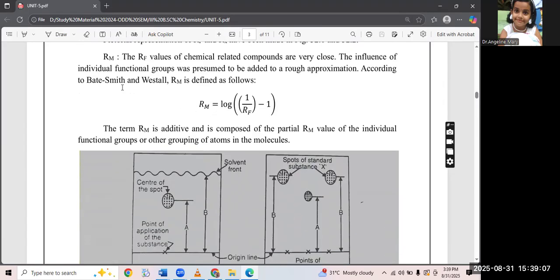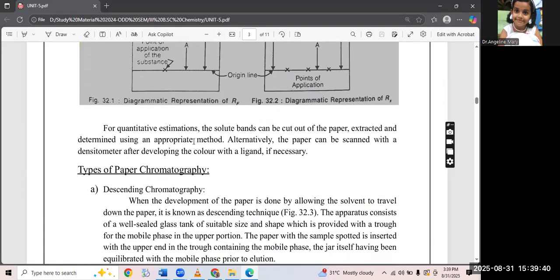The next term used is the Rm value. The Rf values of chemically related compounds are very close. So the influence of individual functional groups was presumed to be additive, to a rough approximation. According to Bates, Smith and Westall, Rm is defined as follows: Rm is equal to log of (1 by Rf minus 1). The term Rm is additive and is composed of the partial Rm values of the individual functional groups or other groupings of atoms in the molecule. That is calculated as the Rm value.